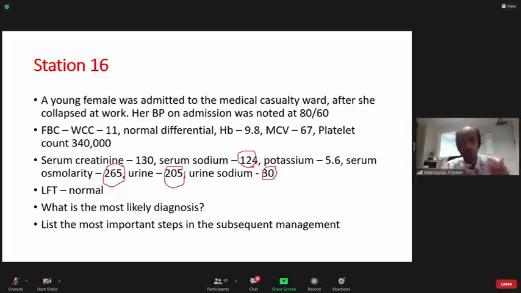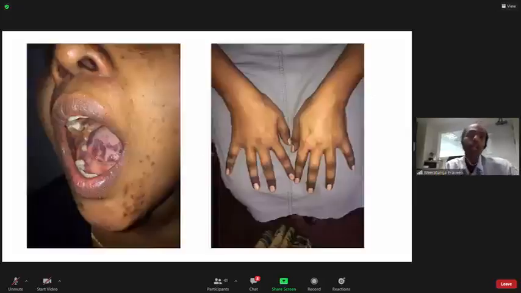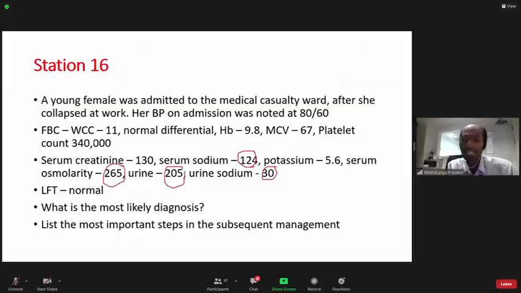So you know that there is definitely something going on there, right? So this is an SIADH pattern which can occur in Addison's, but in Addison's there are certain other clues, and this is one of them. You can see this pigmentation, hyperpigmentation, and potassium will also be relatively high in Addison's.